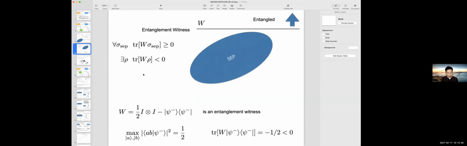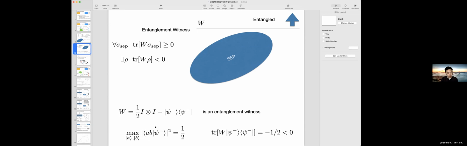In practice, as an example, this would be a good entanglement witness for a 2-qubit entangled state. Okay, so I just introduced a Hermitian operator, which is not positive: identity over 2 minus the projector onto psi minus, which is a singlet state. And this is certainly an entanglement witness because, first of all, for all product states, it gives a positive number.